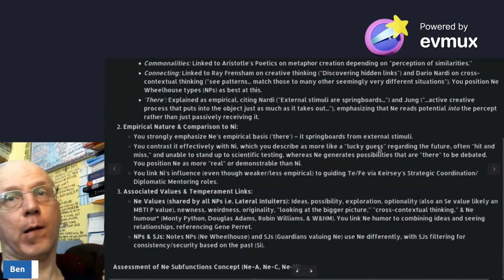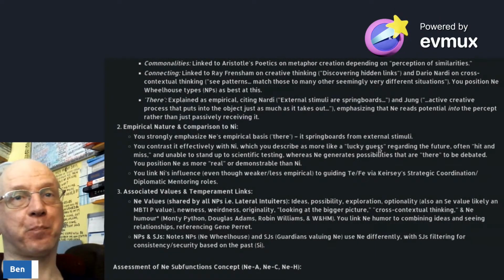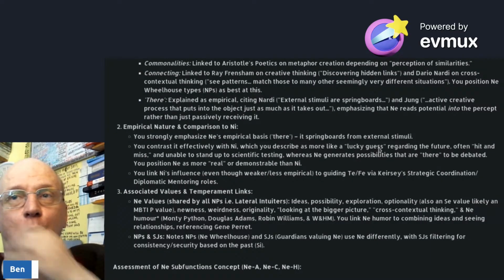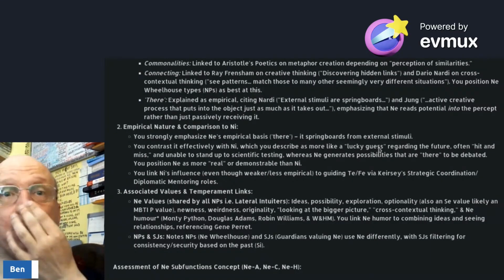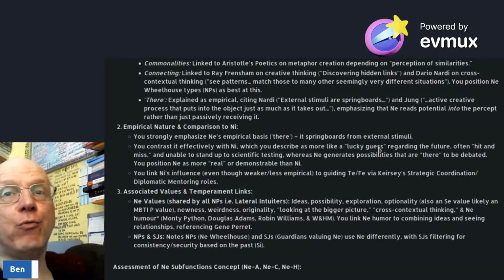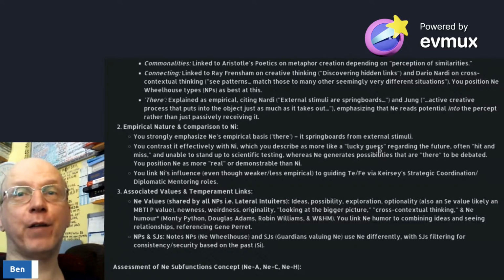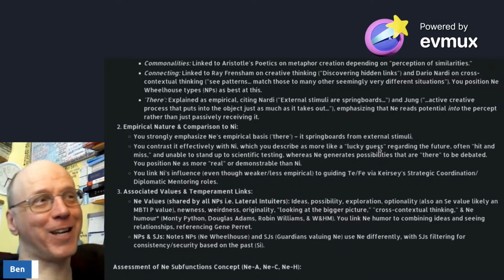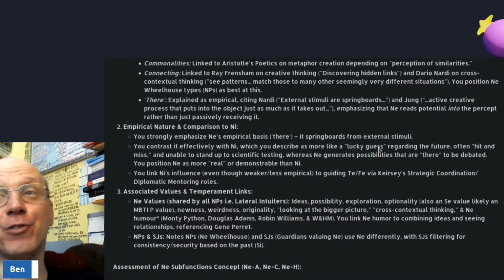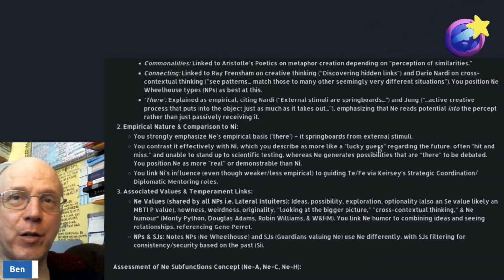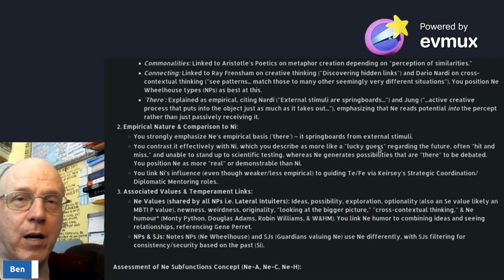Right. Well, any values shared by all NPs. Lateral intuitors: ideas, possibility, exploration, optionality. Also an SE value, likely an MBTI value. Newness, weirdness, originality, looking at the bigger picture, cross-contextual thinking, and NE humour. Monty Python, Douglas Adams, Robin Williams, and Wilmer and Housemates, which will make more sense in future.